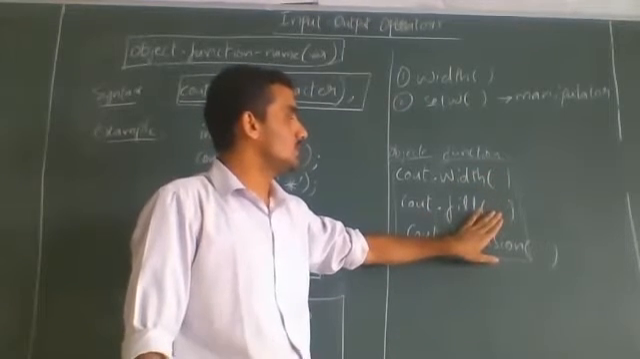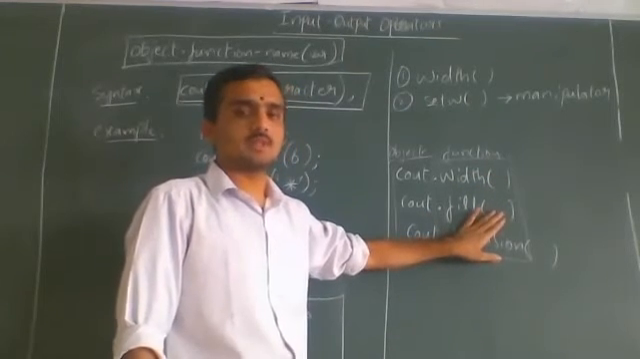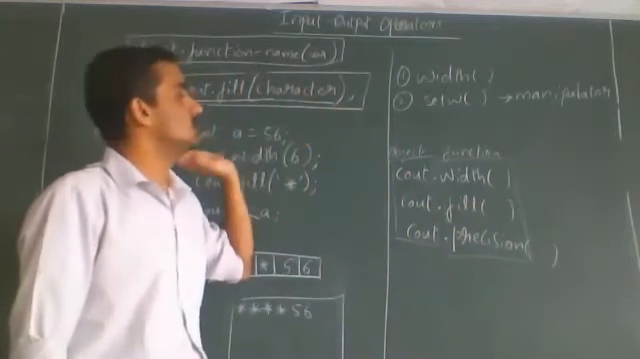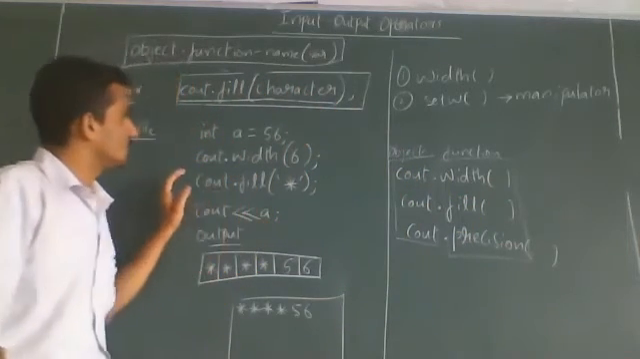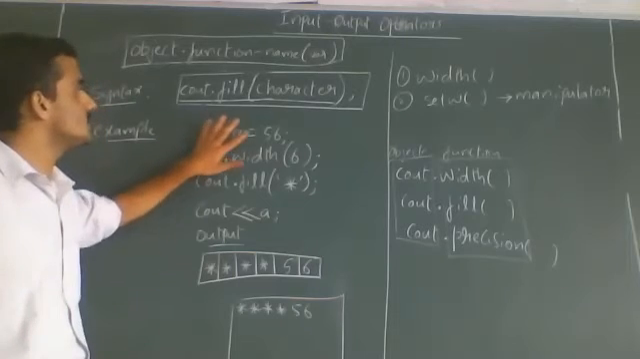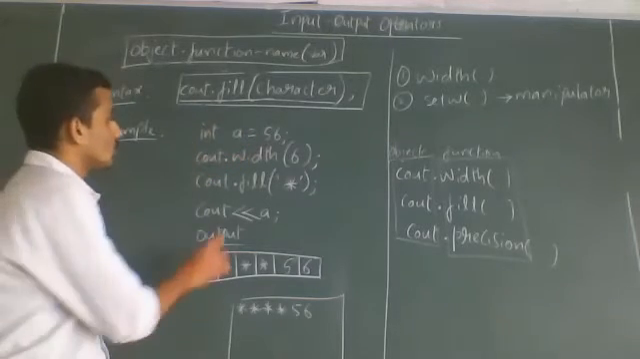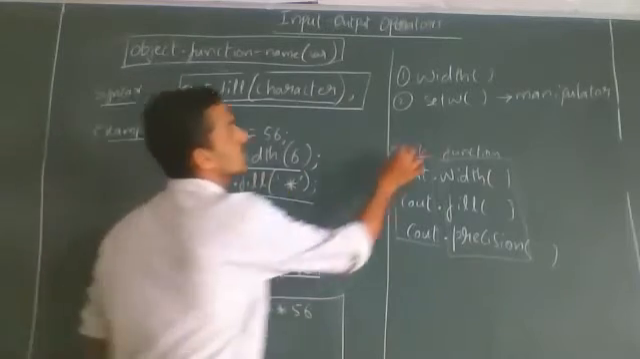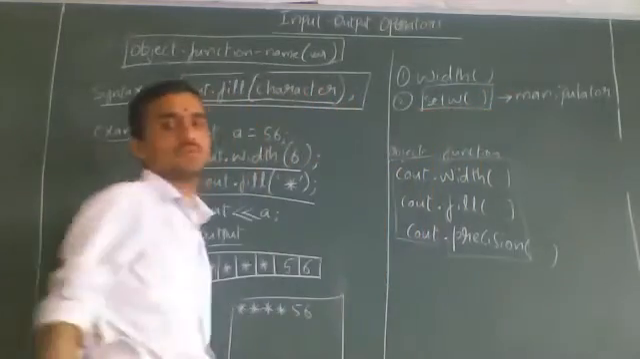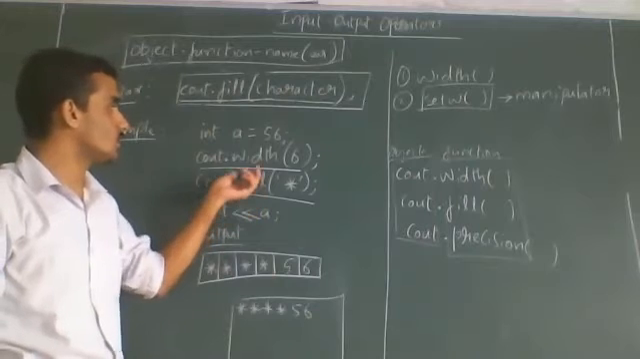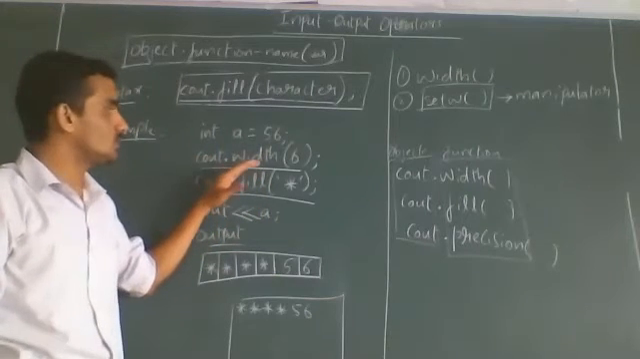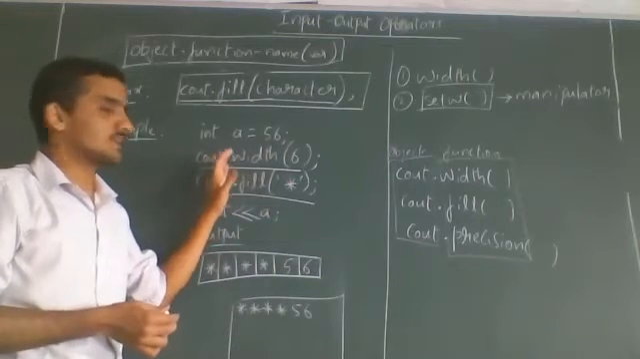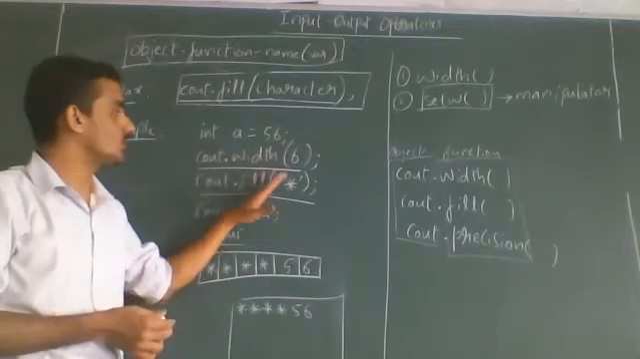For the fill function, you have to give the character. That means empty spaces will be filled by this character. Remember, empty spaces will be filled by this character. Look at this example: A is equal to 56. Before we use the fill function, we have to use the width function, width or set w. Remember this point. Once you set the empty spaces on the output screen, only then can you fill the character.